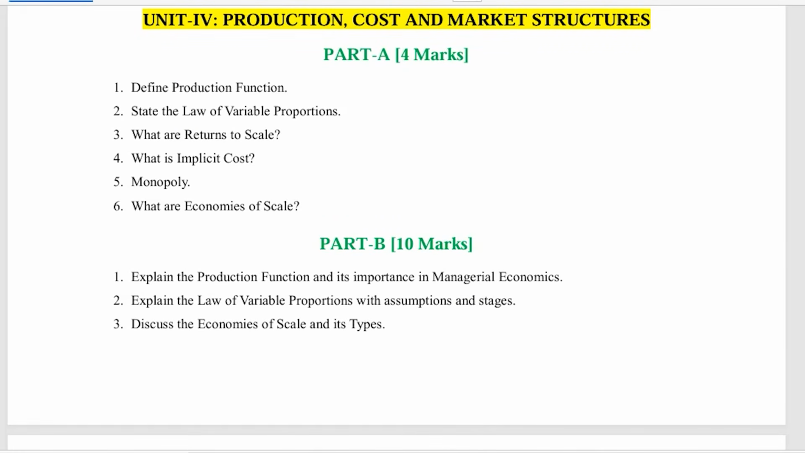Coming to Unit 4, production, cost and market structures. Part A, define production function. Explain the definition part for production function. State the law of variable proportions. What are returns to scale? What is implicit cost? Next question, monopoly.